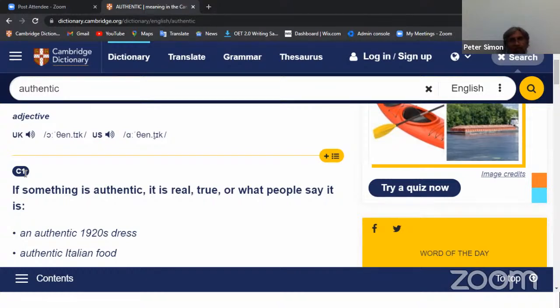B+ is C1, which means B+. C2 means A grade. Yes. If you don't know this, that means you are B grade and below. B or below, not B plus. So that is the level of the word.